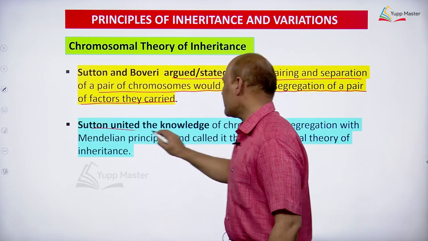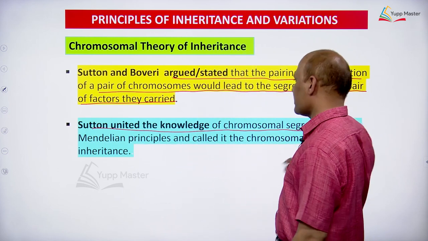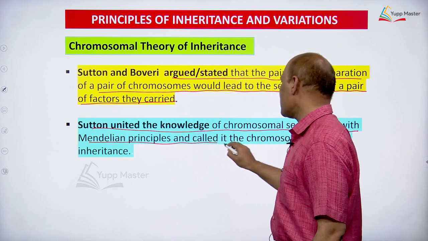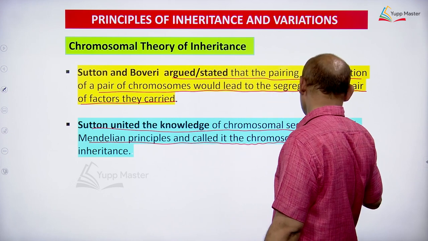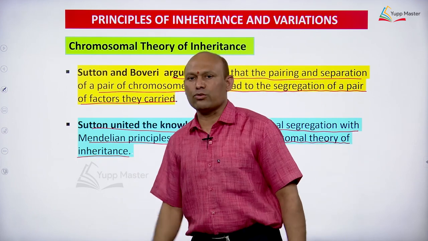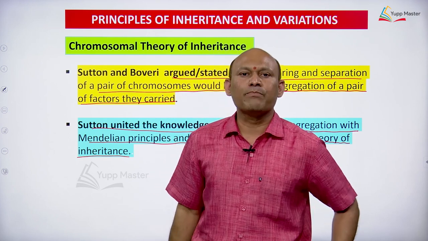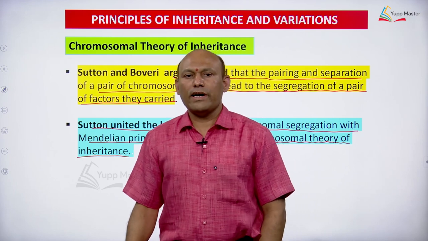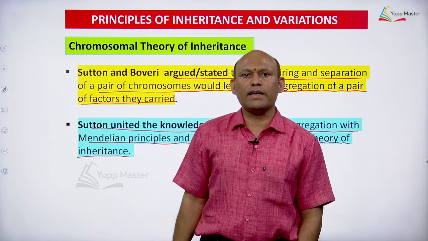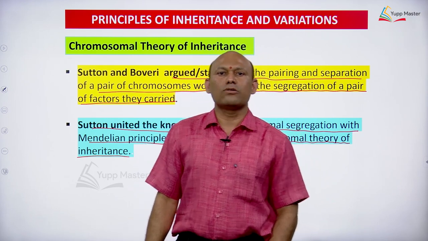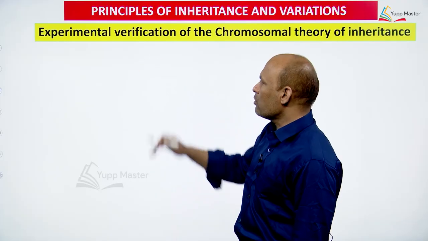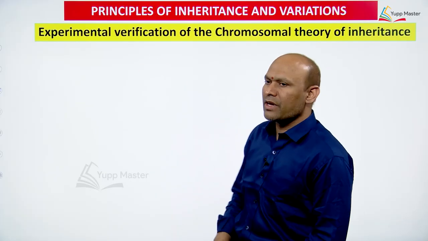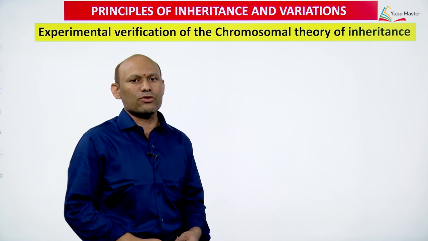And Sutton united the knowledge of chromosomal segregation with Mendelian principles and called it the chromosomal theory of inheritance, dear students. So with this, we have finished the chromosomal theory of inheritance. Its experimental verification was done by Thomas Hunt Morgan. We are going to talk about the experimental verification of the chromosomal theory of inheritance.